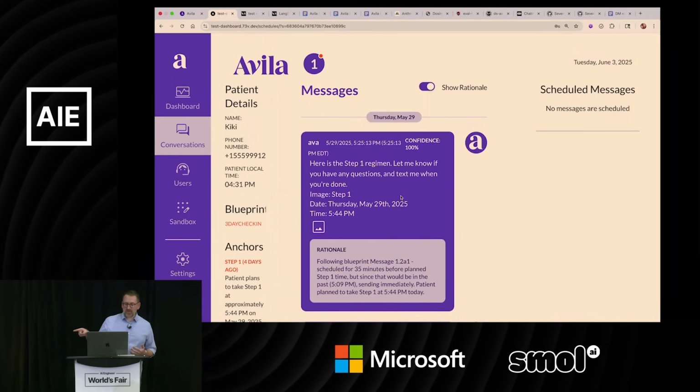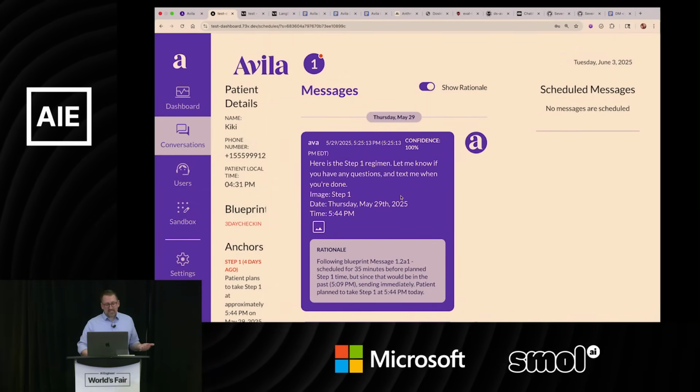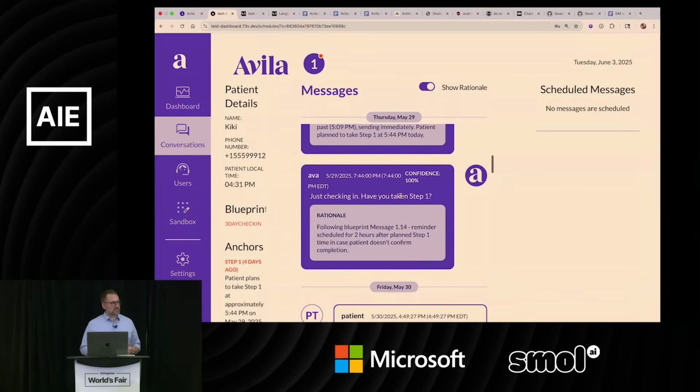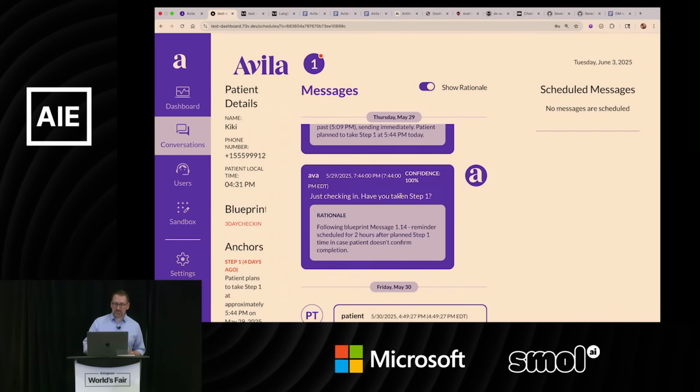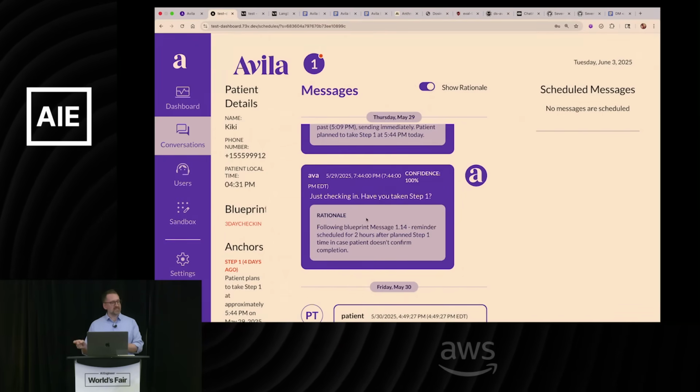It sent me this thing and it thought that I was going to take it at 5:45. I didn't text it back. Right? This is partly because I was maintaining the system myself and I forgot. So I had to come back in the next day and catch up. So it sent me an automated reminder because it scheduled one when it sent the first message.